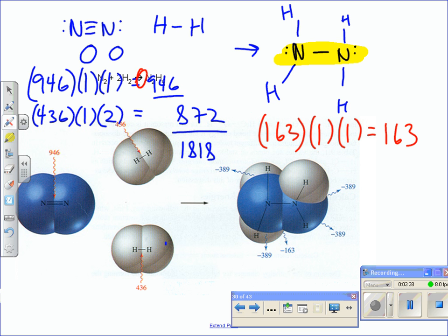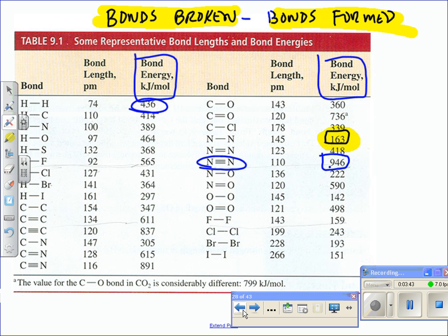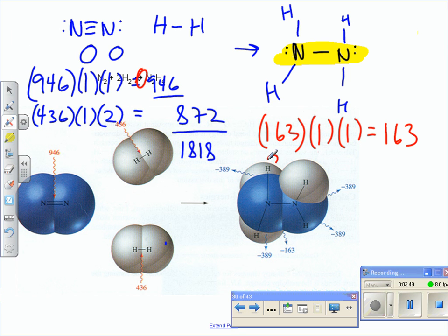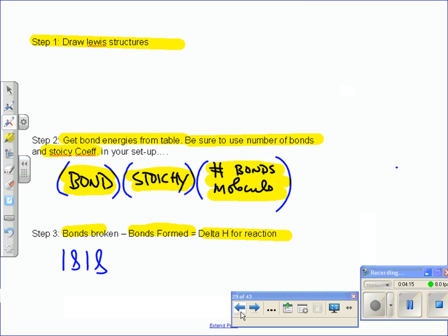Next one, nitrogen to hydrogen single bond. So I go back here. Nitrogen to hydrogen single bond is 389. So I'm going to go back over here. 389. How many bonds do I see in that molecule? 1, 2, 3, 4. Number of bonds. Coefficient in the equation is 1. So then what I'm going to do is I'm going to take 389 times 4, and I end up with 1556. I add that together plus the 163. That's going to give me 1719. So then I'm going to go back over here.